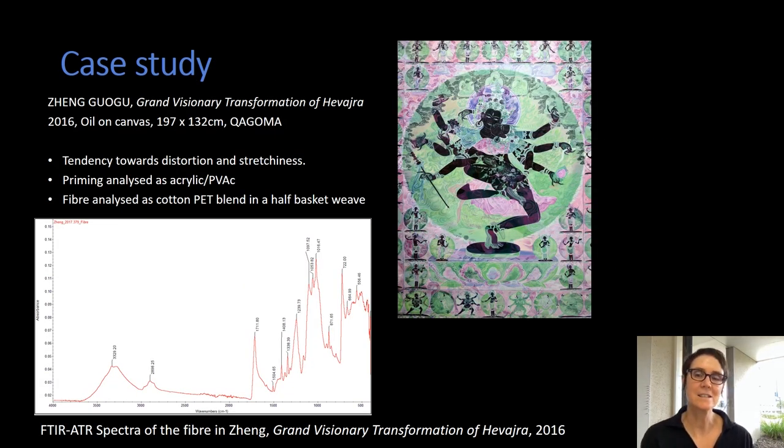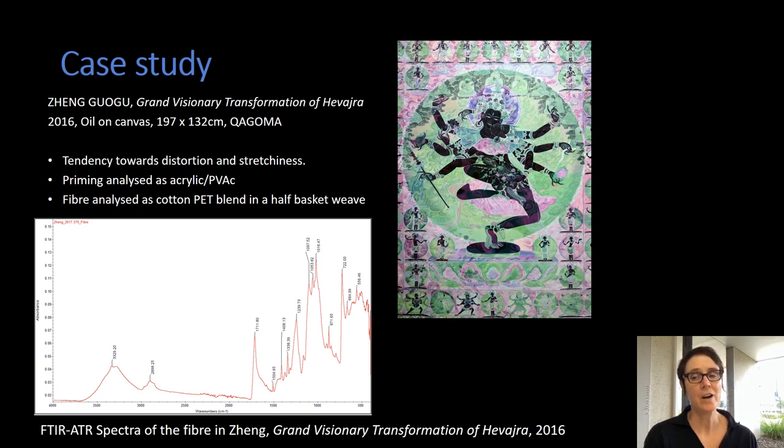The first painting I'd like to discuss is an oil on canvas by Chinese artist Zheng Guogu, who was born in 1970. This artist's work is conceptualized around his immersive study of Chinese spirituality. Zheng's work has been shown in multiple international exhibitions, and this work was acquired after the Asia Pacific Triennial in 2018. This painting has recently been restretched following its acquisition on a hardwood strainer. Its tension has always been very loose with saggy distortions, and it is very responsive to small changes in environmental conditions. The priming was analysed and found to be acrylic over a PVAC layer.